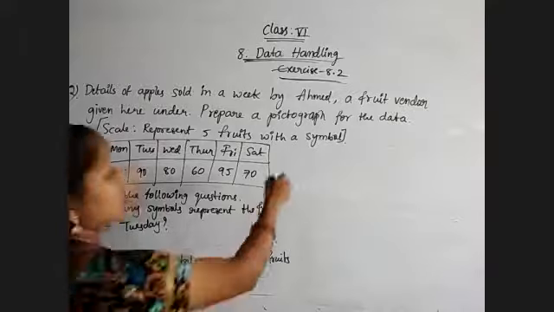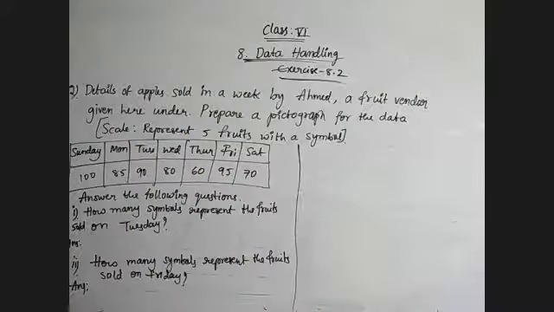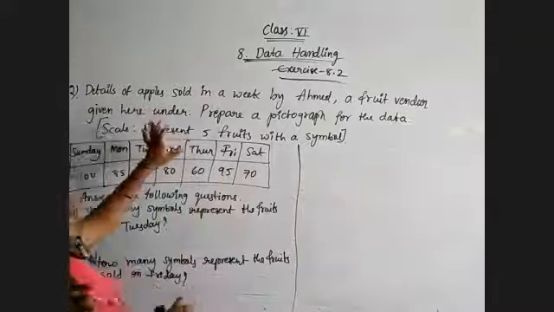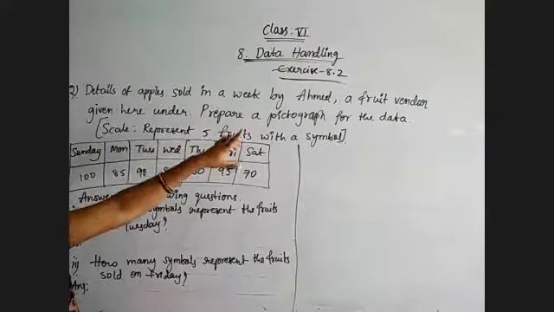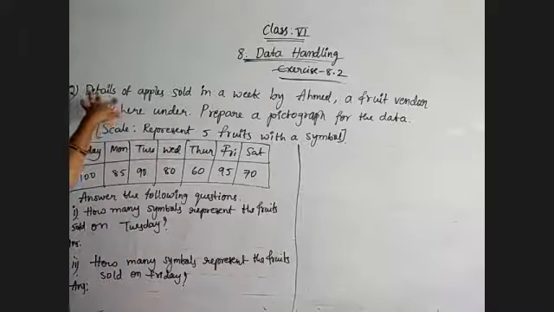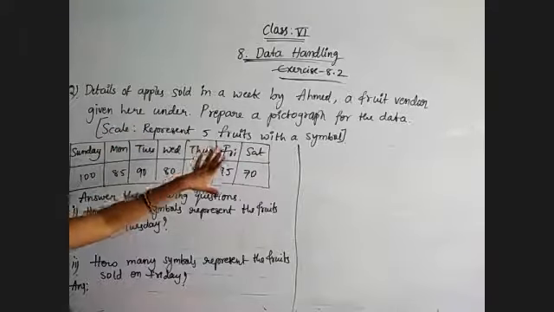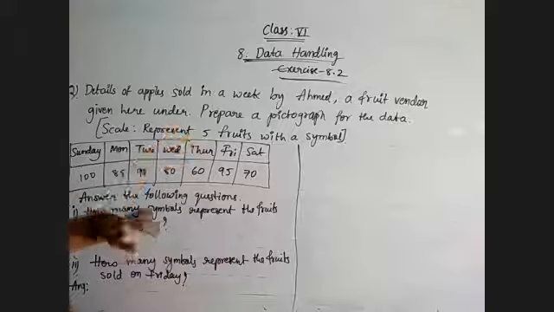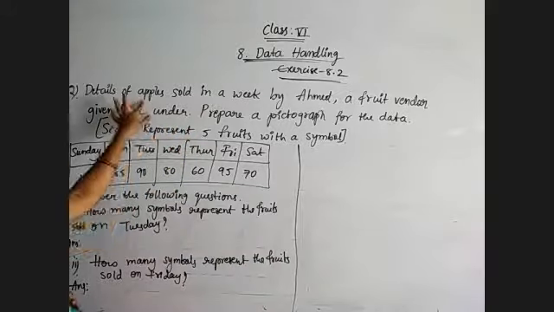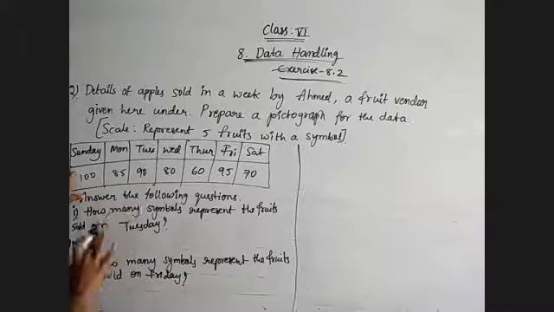First of all, represent the data using the pictograph. Okay, so here they only read the question. Details of apples sold in a week by Ahmad, a fruit vendor, given here under. Prepare a pictograph for the data. Scale represent 5 fruits with a symbol. Means they only mention one symbol equal to 5 fruits, 5 apples. And days, number of apples were sold on that day.